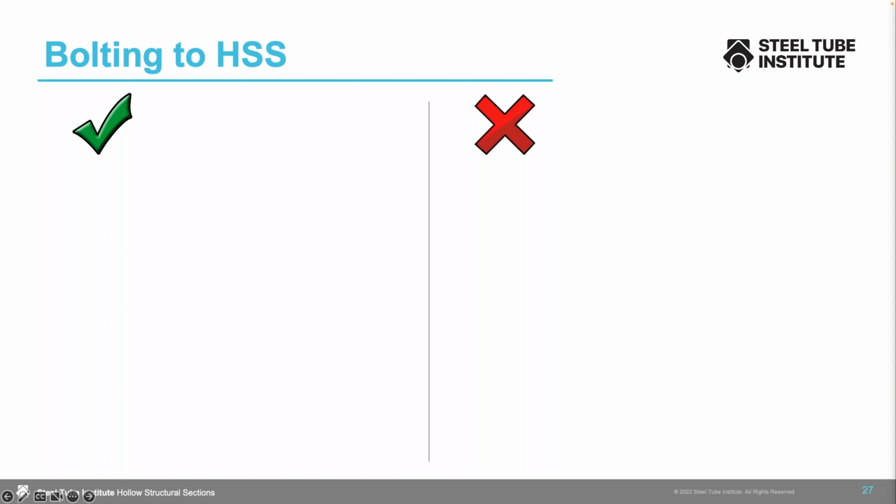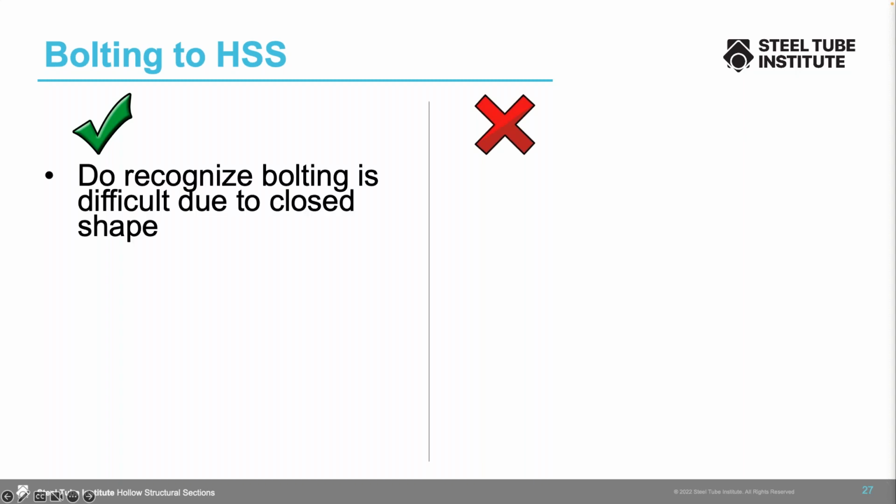Now, the other type of connection we want to address is bolting to HSS. So bolting to HSS can be difficult in the same way that we can't achieve an easy weld access inside a section. It would similarly be a challenge to tighten bolts inside a closed shape. So bolting is difficult due to the closed nature of an HSS section. It's not impossible, but it can be difficult.